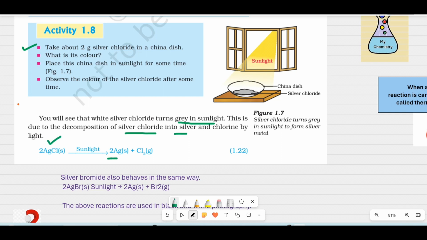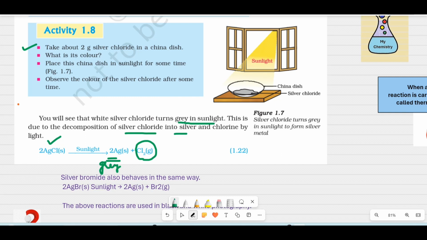Silver is grey in color. That's why the product turns grey. And chlorine gas will be released into the atmosphere. So this is actually an example of a decomposition reaction.